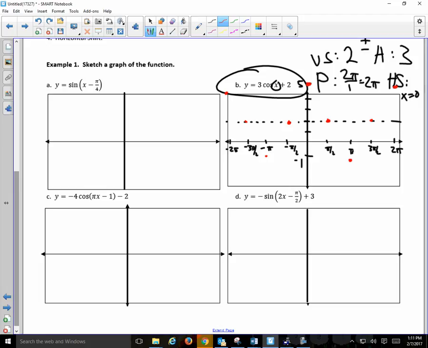Cosine starts at the maximum or the minimum, and if it's positive, it'll start at the maximum. If we go back to the unit circle, I like to call it the circle of life, we look at the coordinate at 0, we have (1, 0). Is cosine the x value or the y value? It's the x value. So the cosine of 0 is 1, times 3 is 3, plus 2 is 5. If you plug in 0, you get a value of 5. So it starts at the maximum.